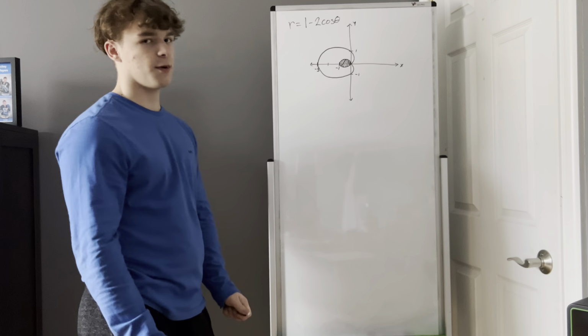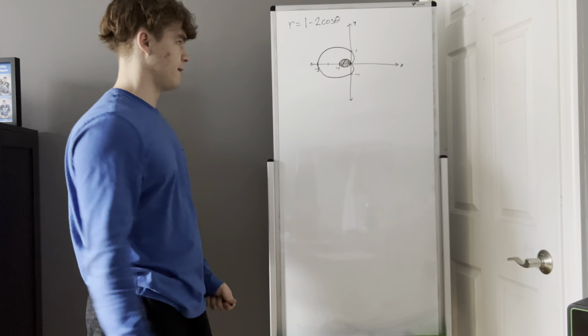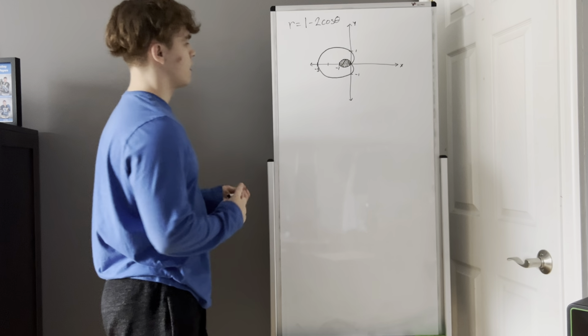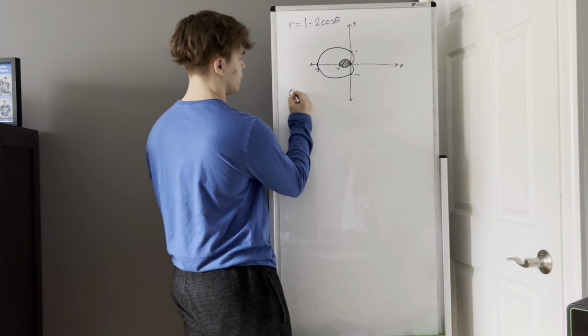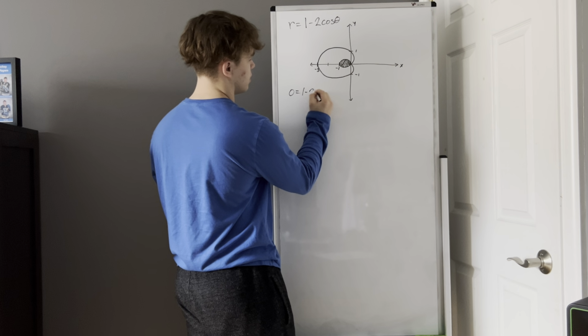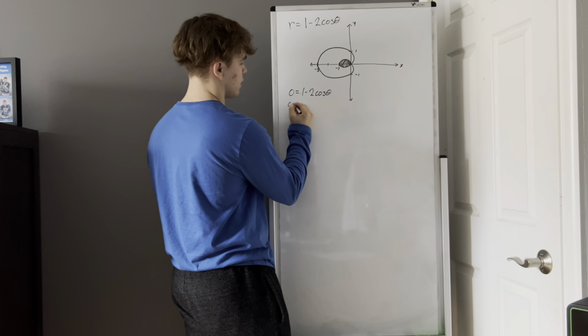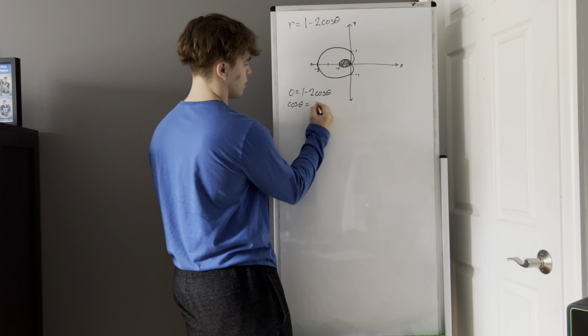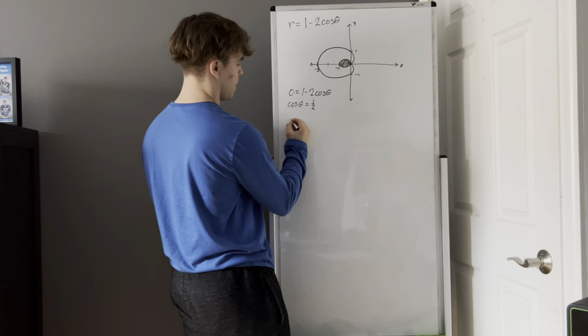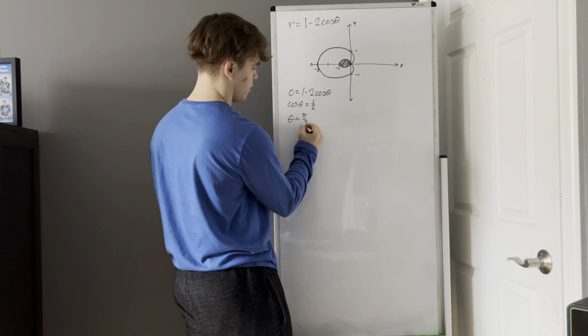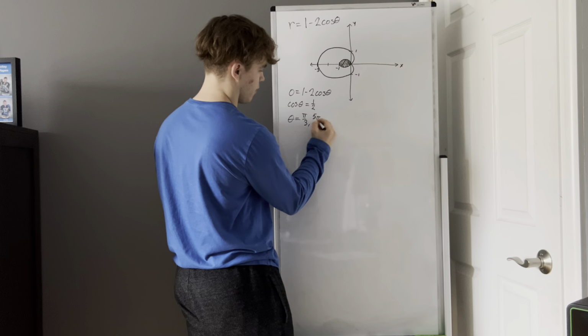And so we didn't really talk about this last video because we didn't really need to know it yet. So let's set r equal to 0. 0 equals 1 minus 2 cosine theta. This is going to give us cosine theta equals 1 over 2. And that's going to give us theta equals pi over 3 and 5 pi over 3.